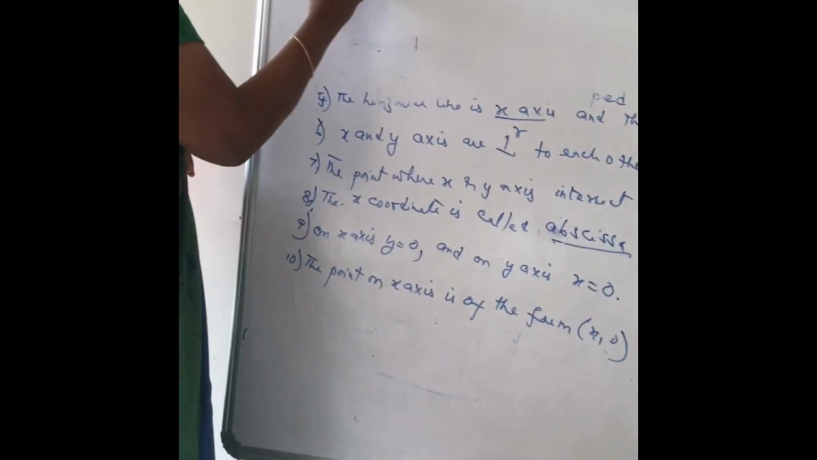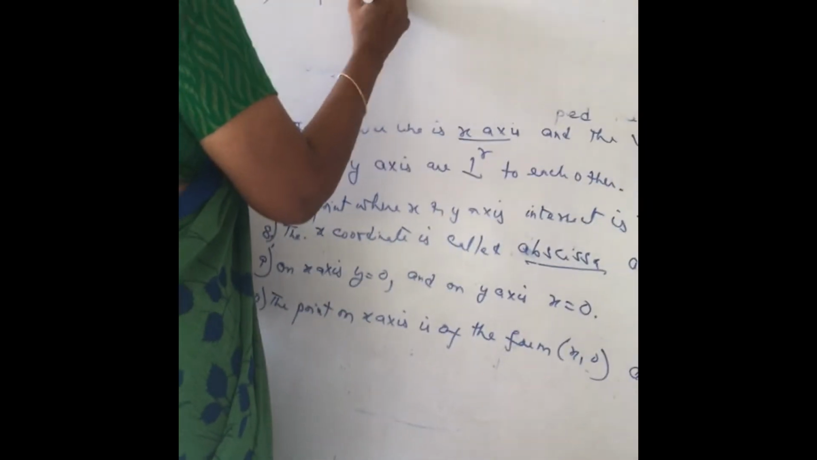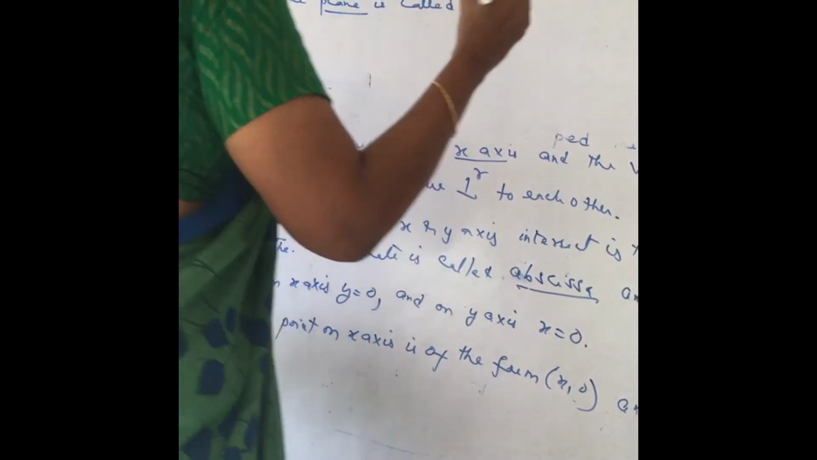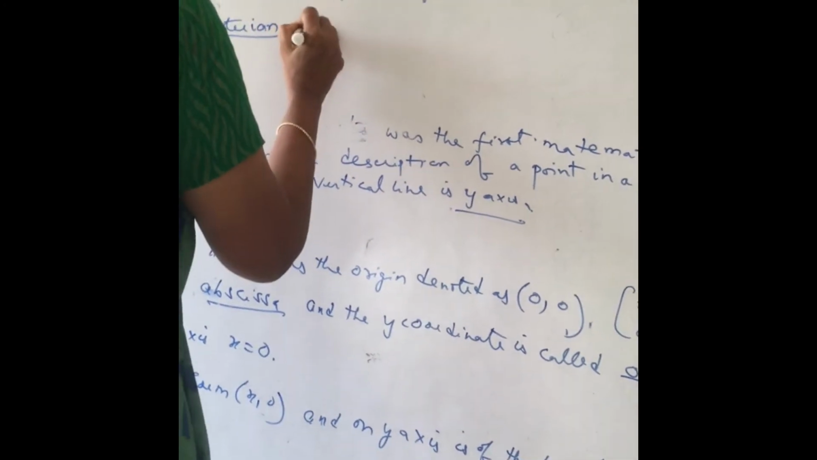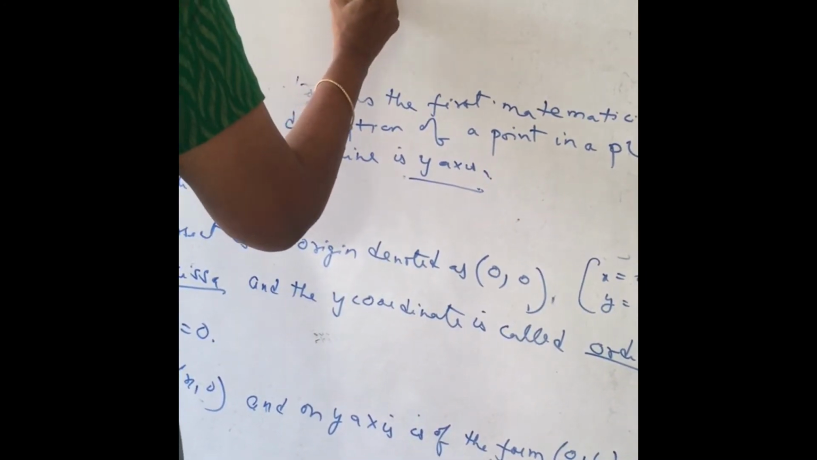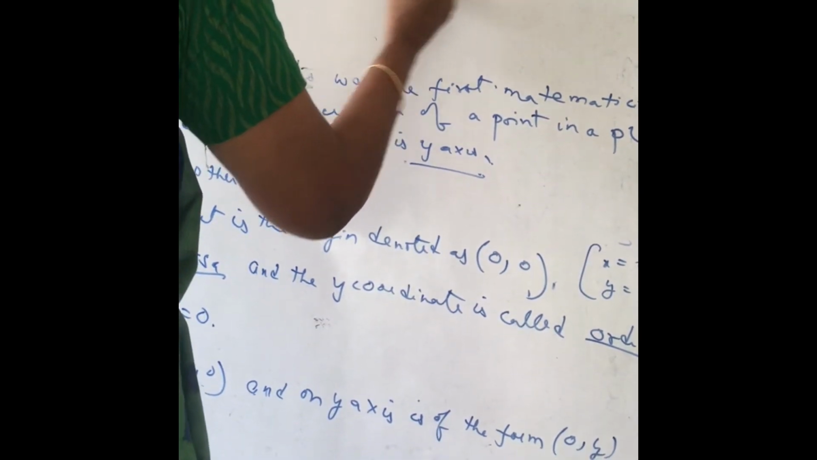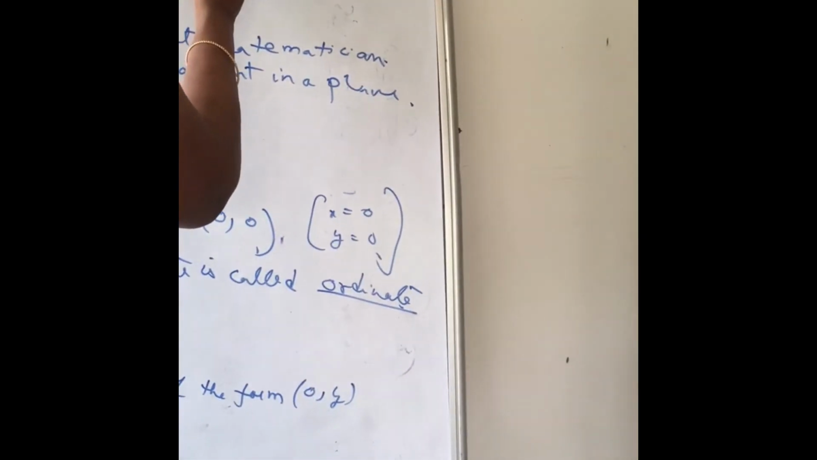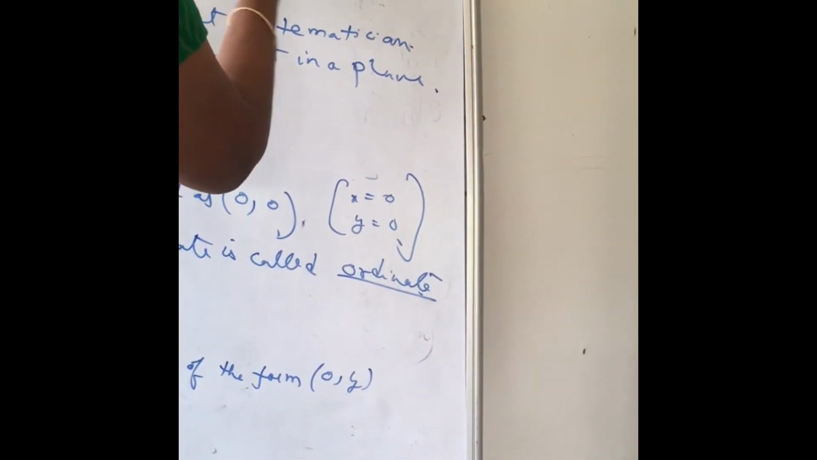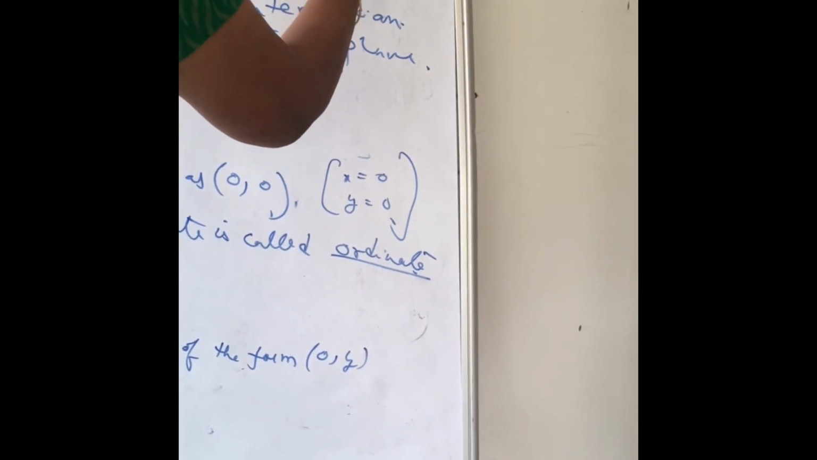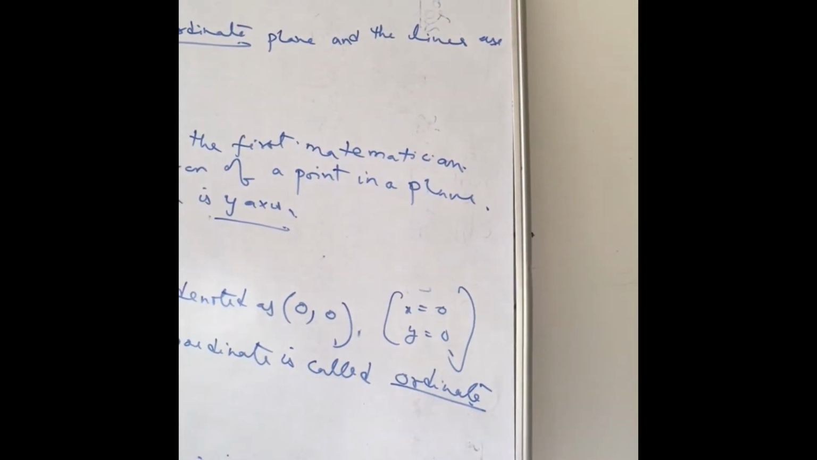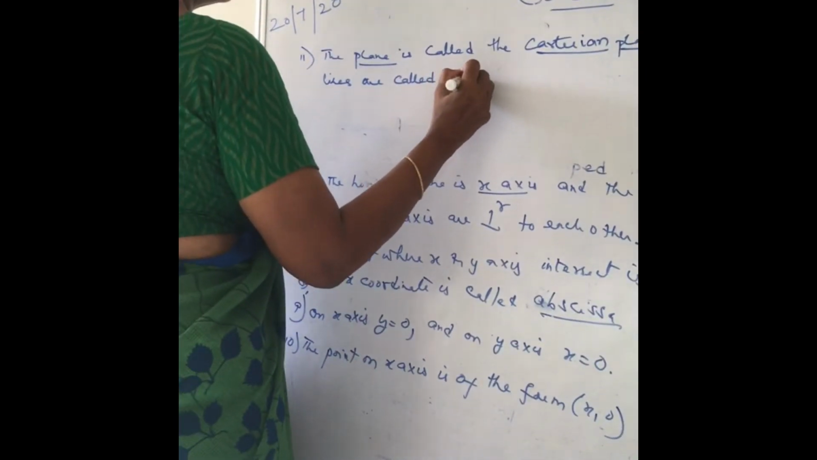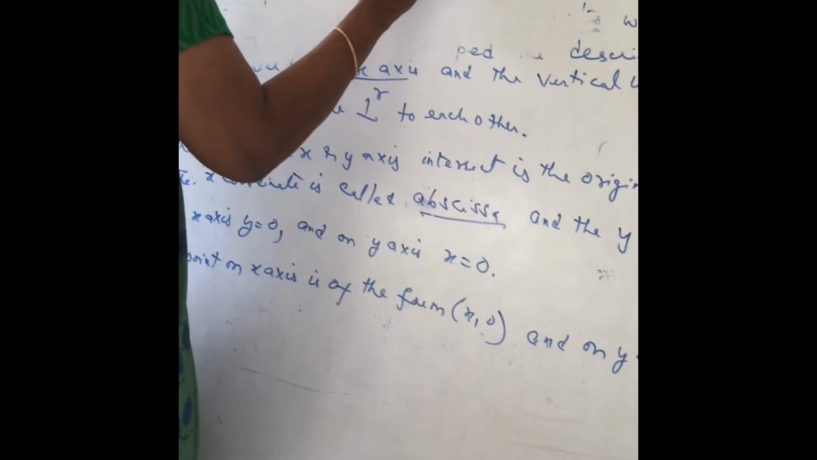The plane is called the Cartesian plane or the coordinate plane, and the lines are called coordinate axis.